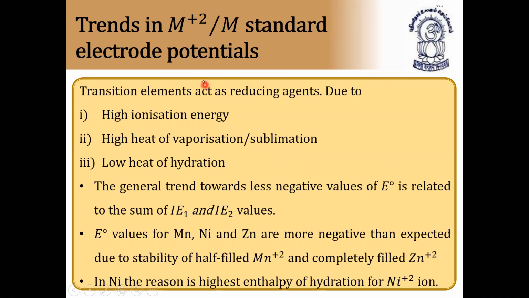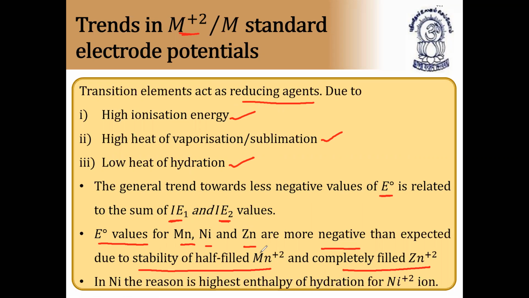Transition elements act as reducing agents, as I told you, as M+2 only. The M+2 ions act as reducing agents due to high ionization enthalpy, high heat of vaporization or sublimation, and low heat of hydration. The general trend towards less electronegative values of electrode potential is related to the sum of ionization energy 1 and ionization energy 2 values. The electrode potential values of manganese, nickel, and zinc are more negative than expected due to the stability of half-filled Mn+2 and completely filled Zn+2. That's why this is minus 0.76 and this is minus 1.18.